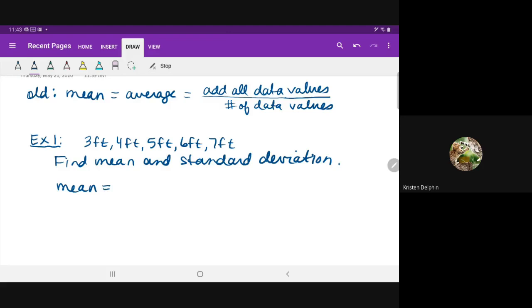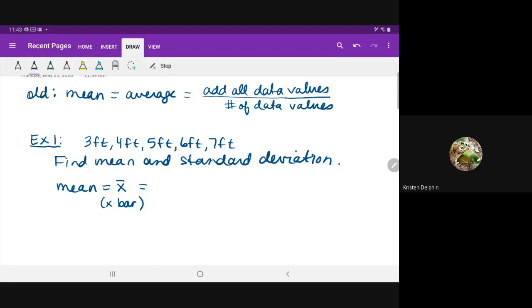Okay, so the mean. There are some abbreviations for it, so I'll give you the abbreviation. The abbreviation is X with a bar over it. Sometimes people call it X bar. And X bar, which is the mean, means you add the numbers and then you divide by how many there are.